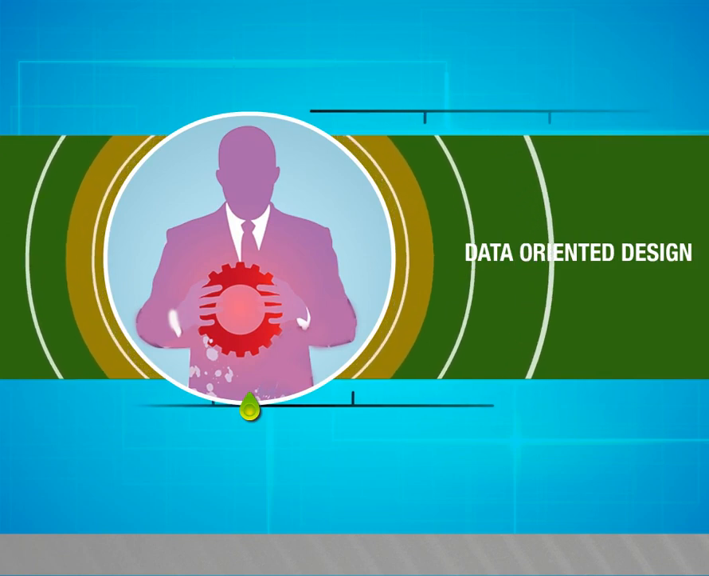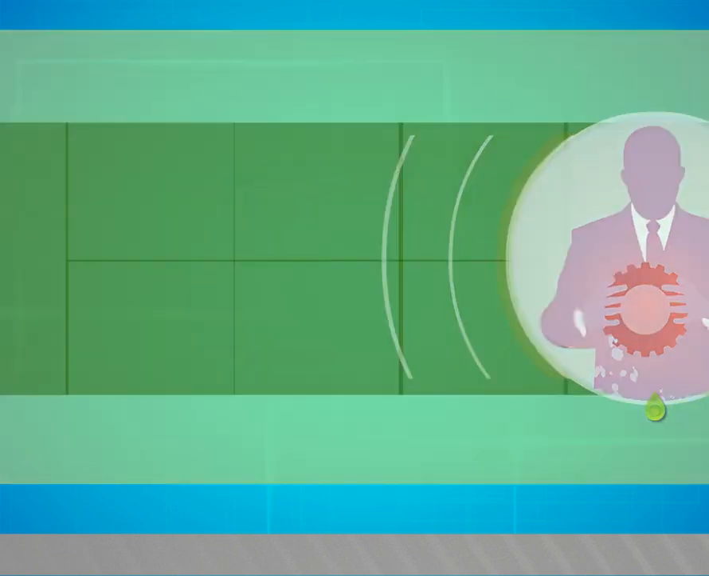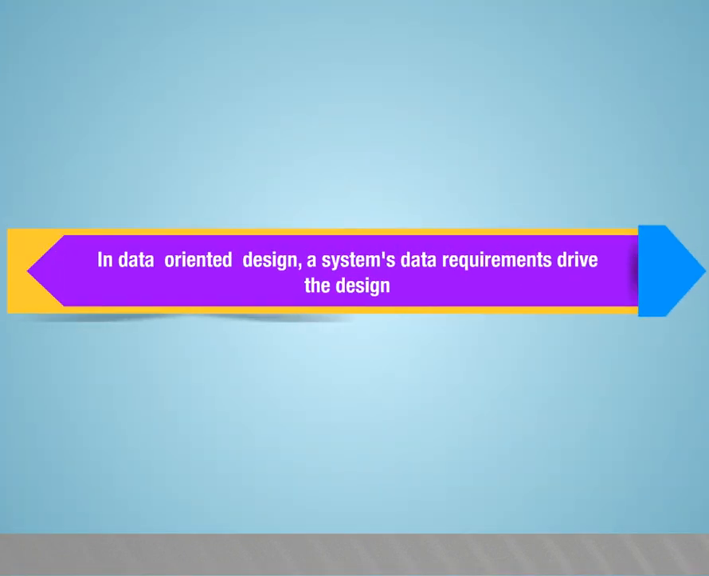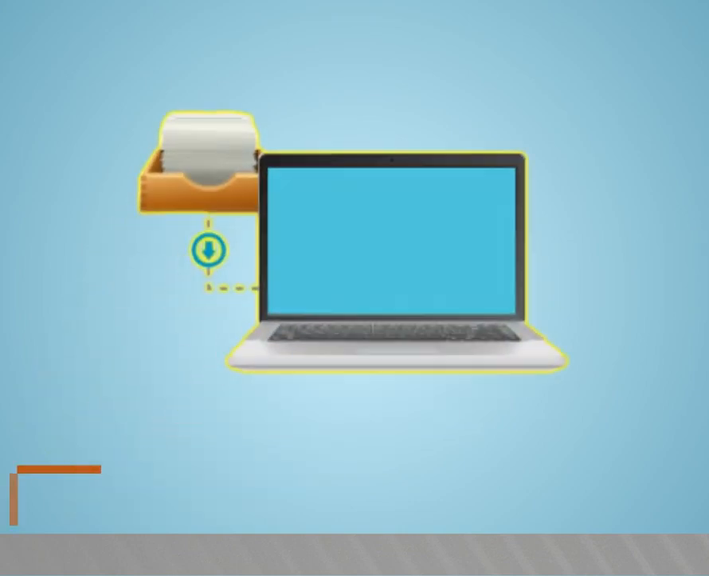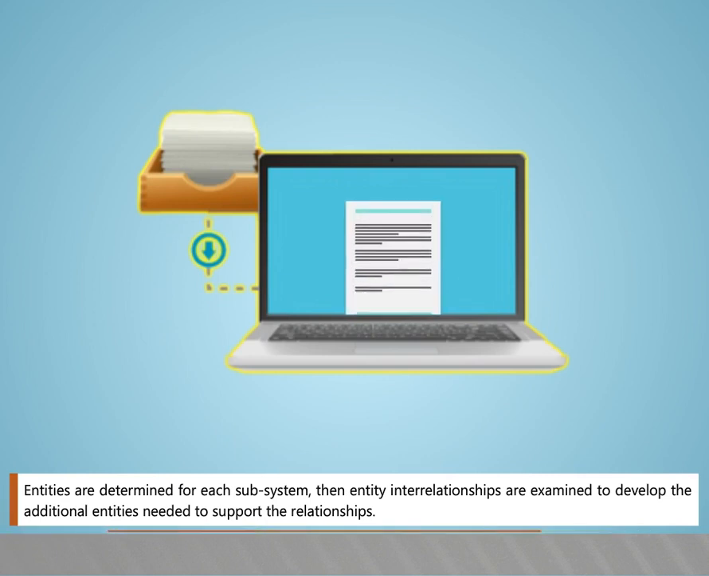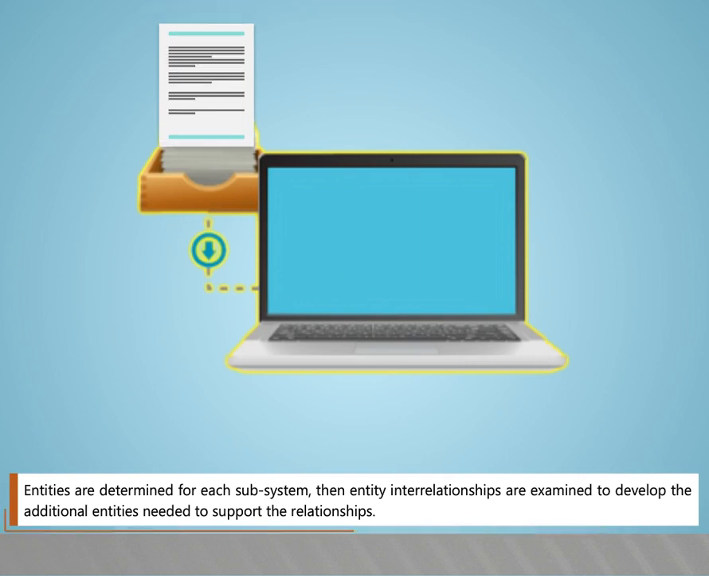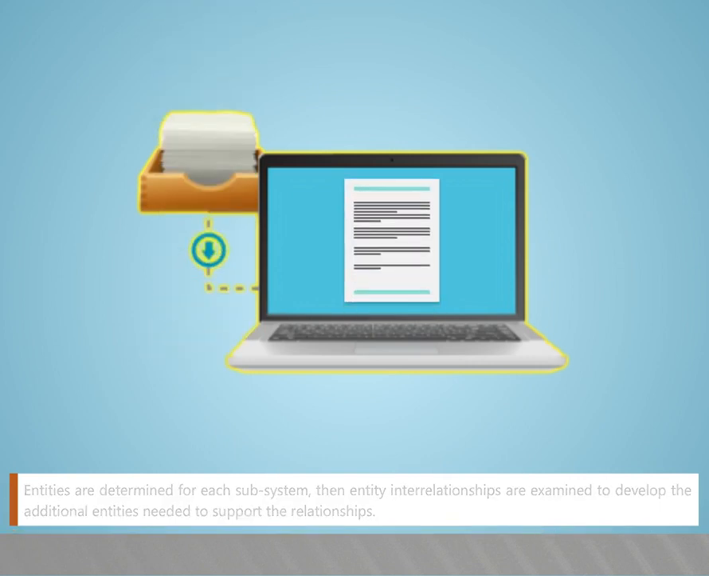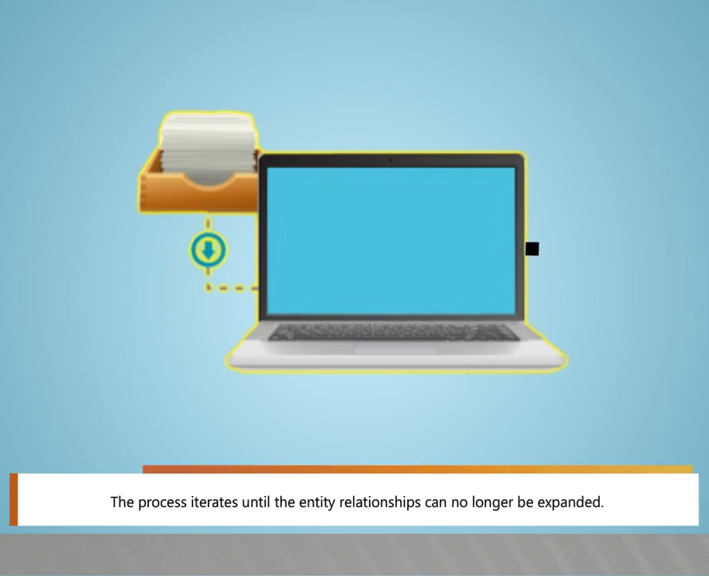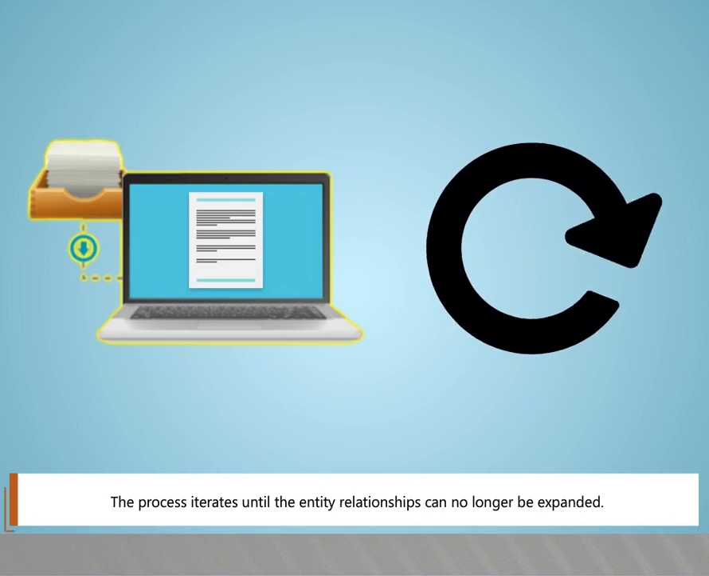Data-oriented design. In this video, we are going to see about data-oriented design. In data-oriented design, a system's data requirements drive the design. Entities are determined for each subsystem, then entity interrelationships are examined to develop the additional entities needed to support the relationships. The process iterates until the entity relationships can no longer be expanded.